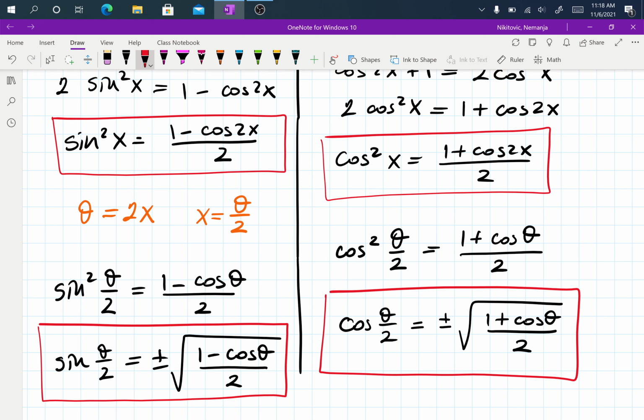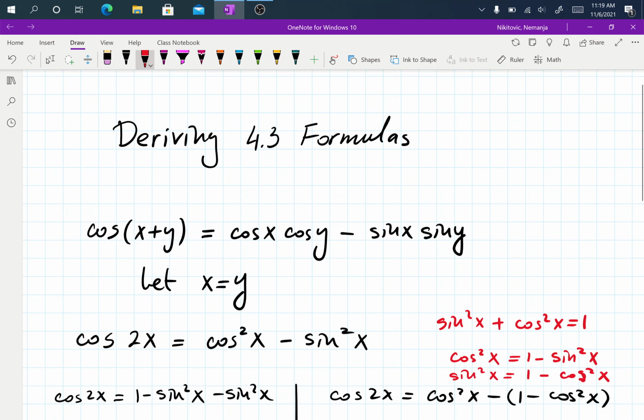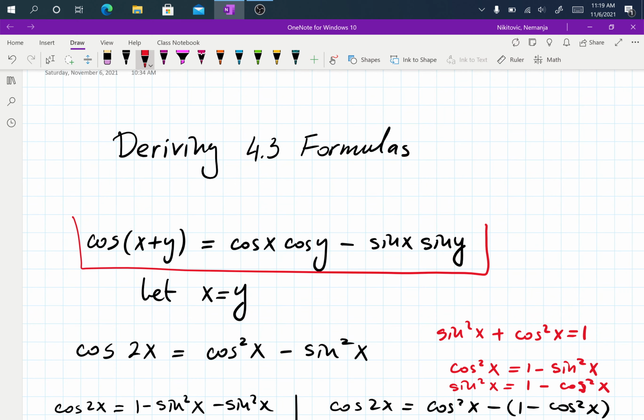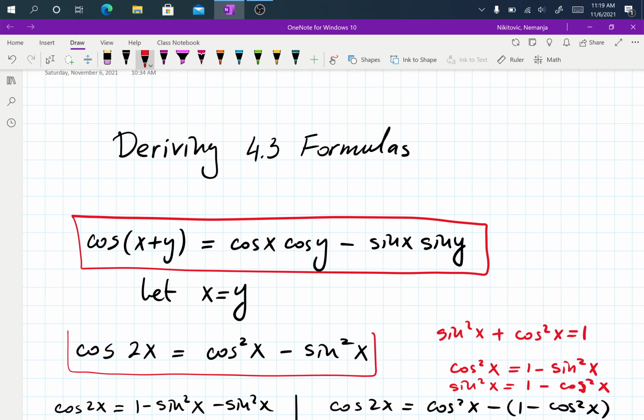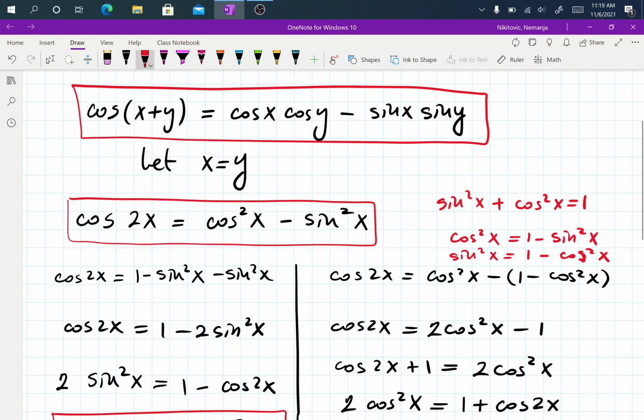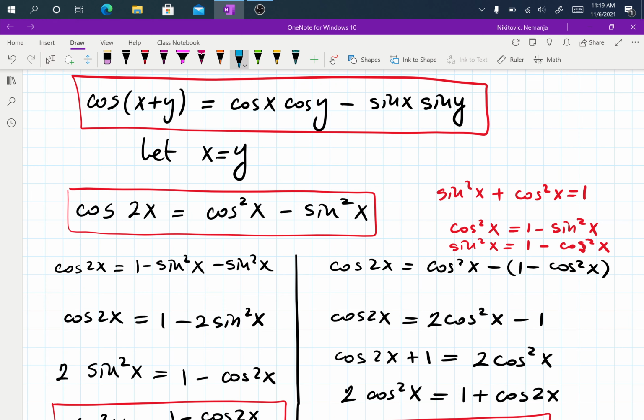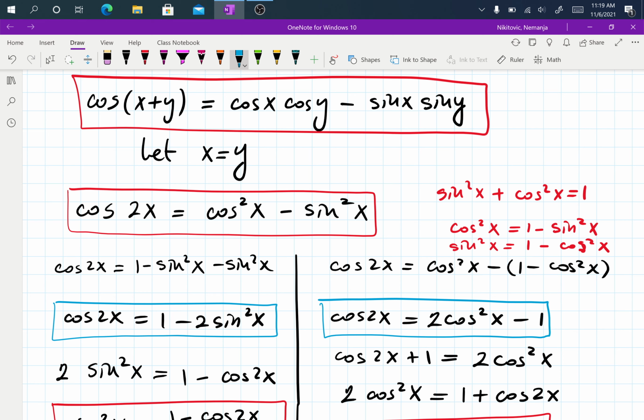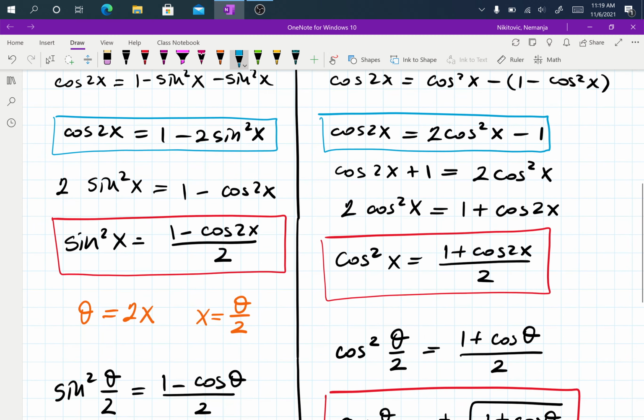So all of the formulas that we learned come from one formula, and that formula is cosine of x plus y. When x equals y, we get our double angle formula. That double angle formula has two forms. People sometimes memorize these as well, but they are very easy to compute because you are using the Pythagorean identity to come up with these two formulas. And the other formulas are algebraic manipulations of these. So there's very little to remember in terms of deriving these formulas.